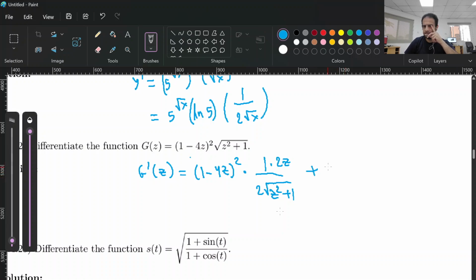Plus 2 times the derivative of 1 minus 4z squared, times the derivative of the inner. What's the derivative of the inner? Minus 4, right? Then the square root as it is, square root of z squared plus 1. Thank you.